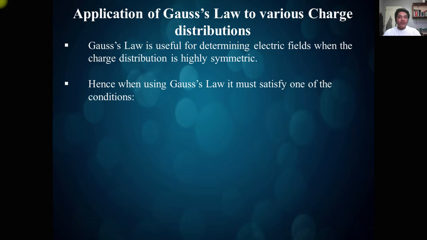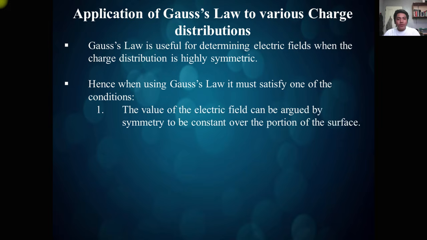Application of Gauss's law to various charge distributions. Of course, there are some conditions wherein we can use Gauss's law. For number 1, the value of the electric field can be argued by symmetry to be constant over the portion of the surface. In other words, if the electric field is constant over the portion of the surface, we can use Gauss's law.